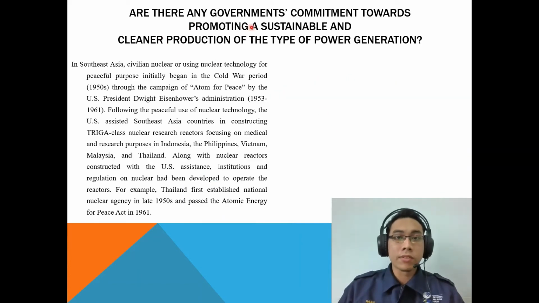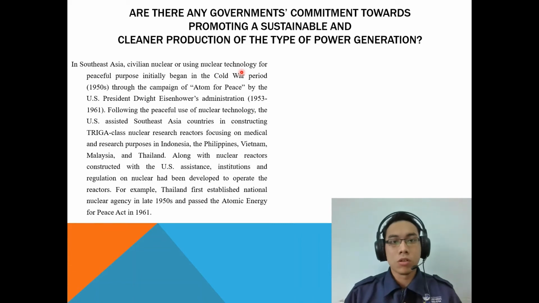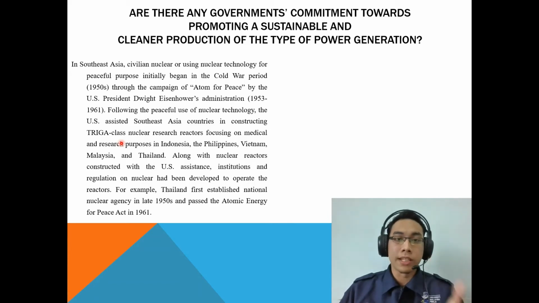Is there any government commitment towards a sustainable and cleaner production of the type of power generation? So in Southeast Asia, using nuclear technology for peaceful purposes initially began in the Cold War. The USA assisted Southeast Asian countries in constructing three TRIGA class nuclear research reactors, focusing on medical and research purposes, in Indonesia, the Philippines, Vietnam, Malaysia, and Thailand.